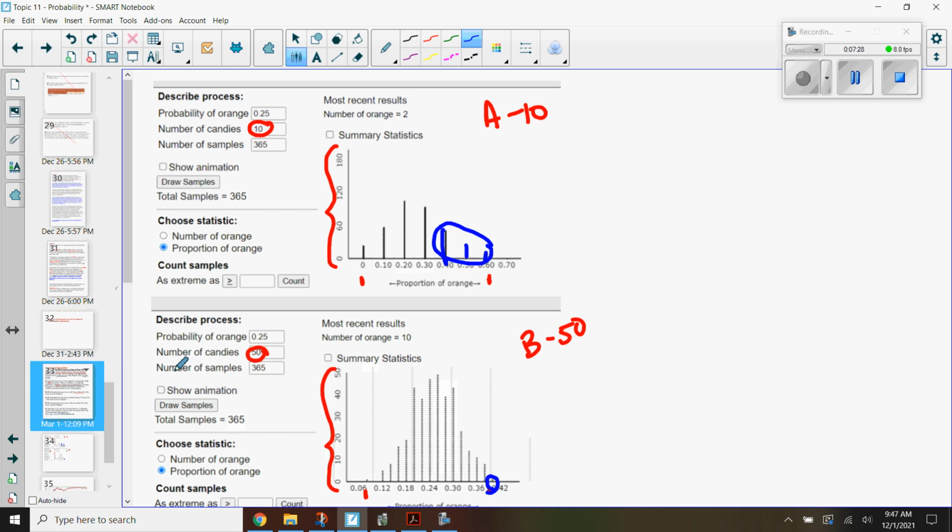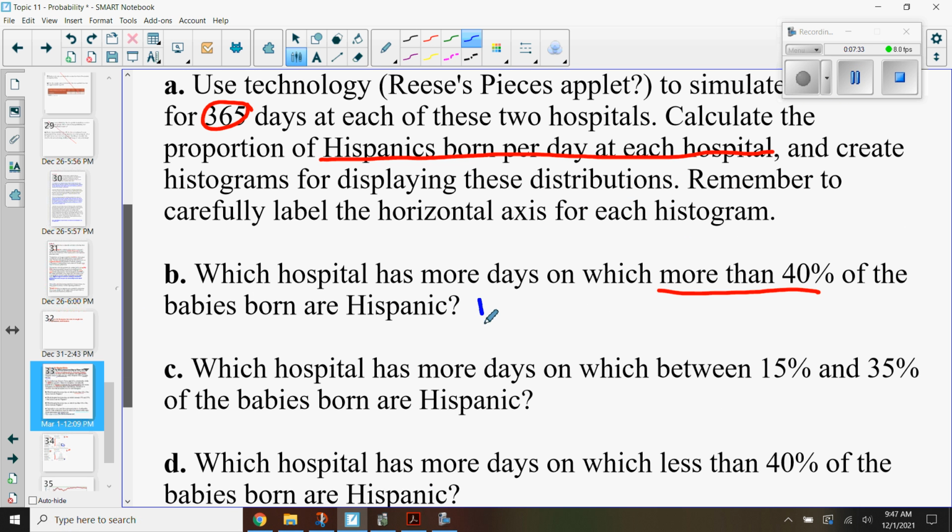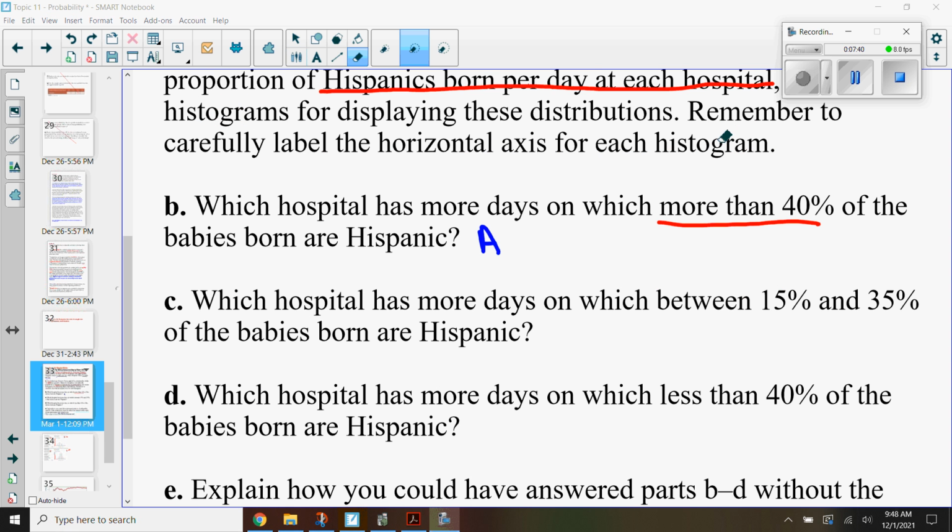So the answer to that question is clearly Hospital A has more days on which more than 40% of the babies are born Hispanic. The next question is asking, which hospital has more days on which between 15 and 35% of the babies are born Hispanic? Now let's remember, on average in the state of Texas, 25% of the babies are born Hispanic. That's right in the middle of 15 and 35.